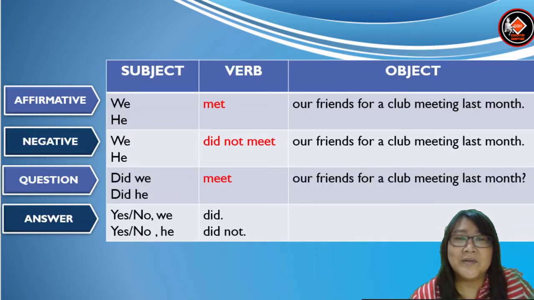Let's look at more examples here. So we have affirmative. We met our friends for a club meeting last month. He met our friends for a club meeting last month. The negative, we did not meet our friends for a club meeting last month. He did not meet our friends for a club meeting last month. Question, did we meet our friends for a club meeting last month? Did he meet our friends for a club meeting last month? The answer, yes, we did. No, we didn't. Yes, he did. No, he did not or didn't.